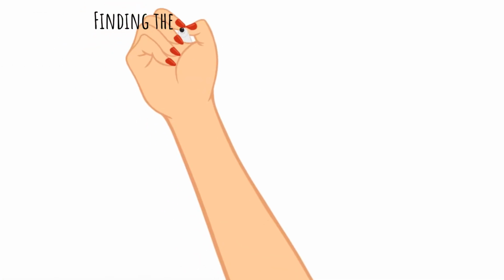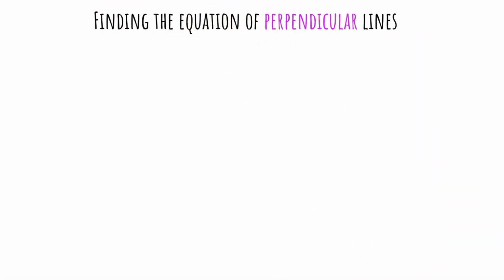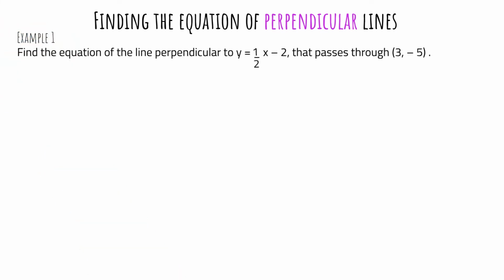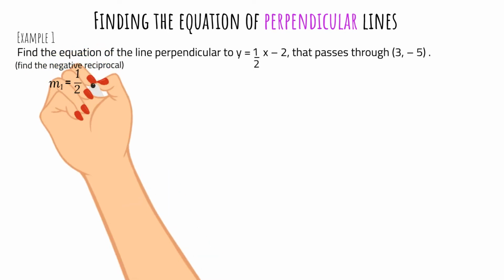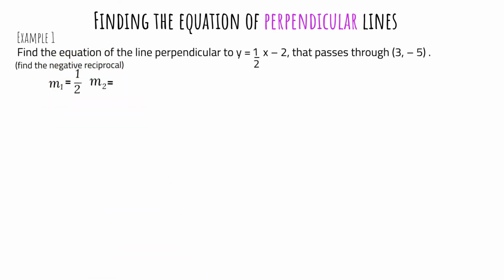Now let's look at finding the equation of perpendicular lines. So for example 1, I want to find the equation of a line perpendicular to this given line and that passes through the coordinates (3, -5). Well, I know that my gradient of this given line is 1/2, so to find my perpendicular gradient, I need to find the negative reciprocal. So my second gradient of the perpendicular line will be -2.